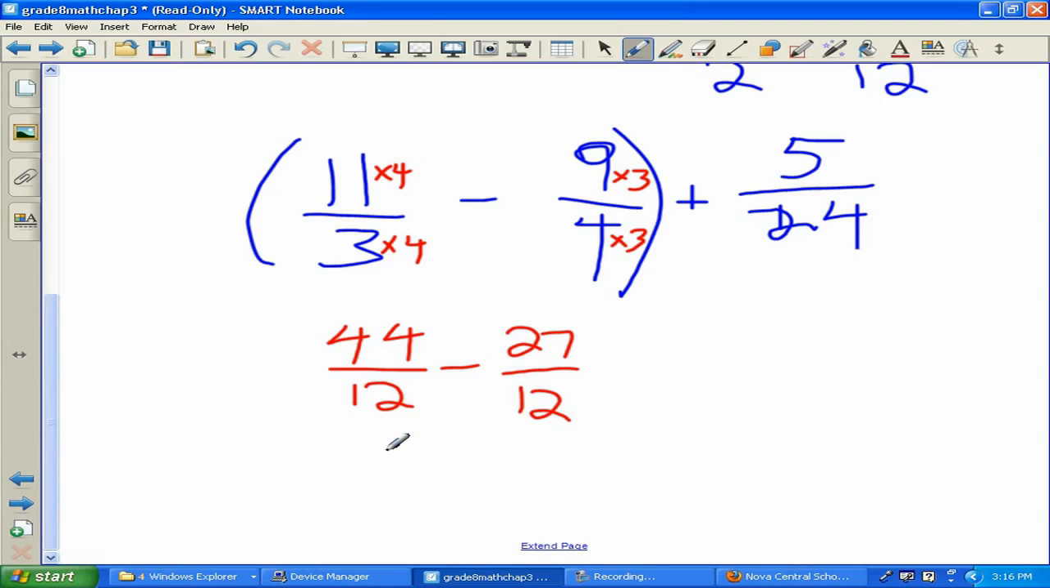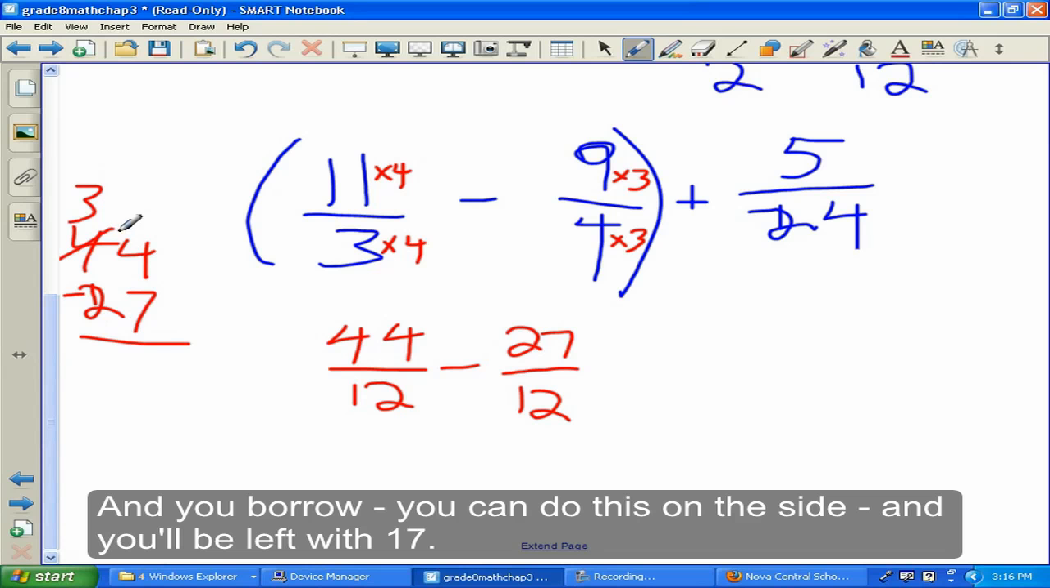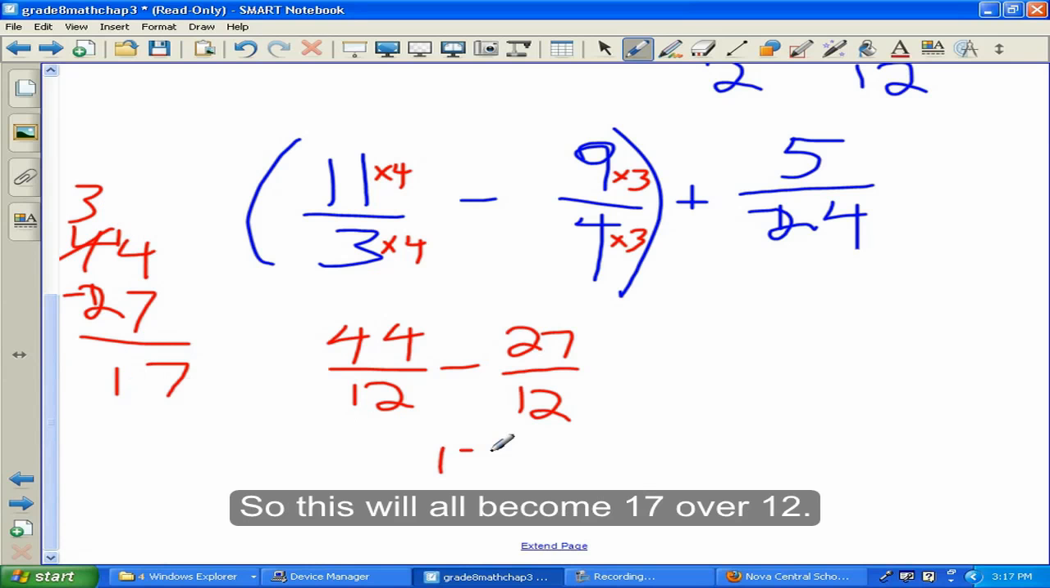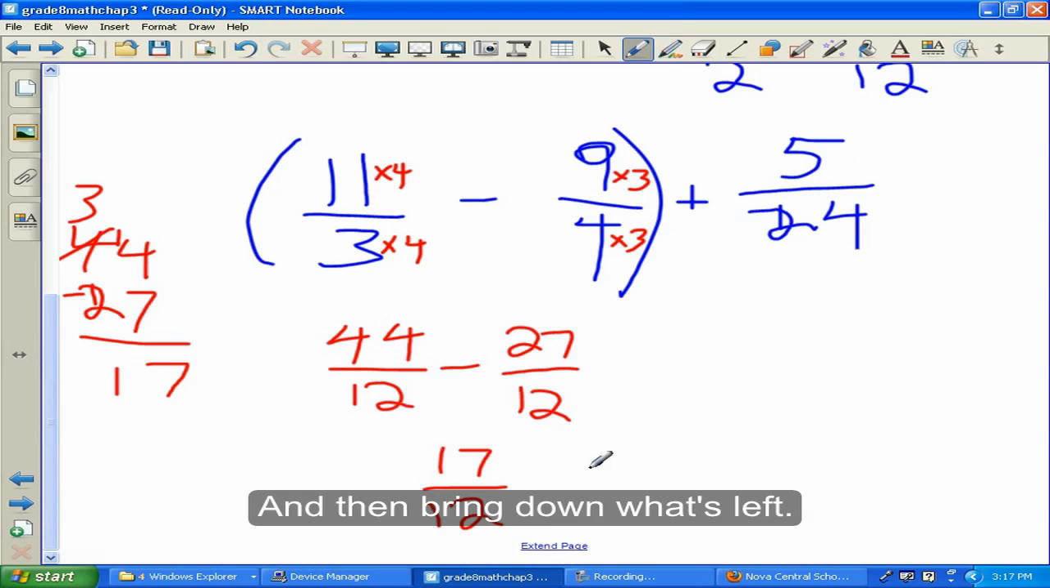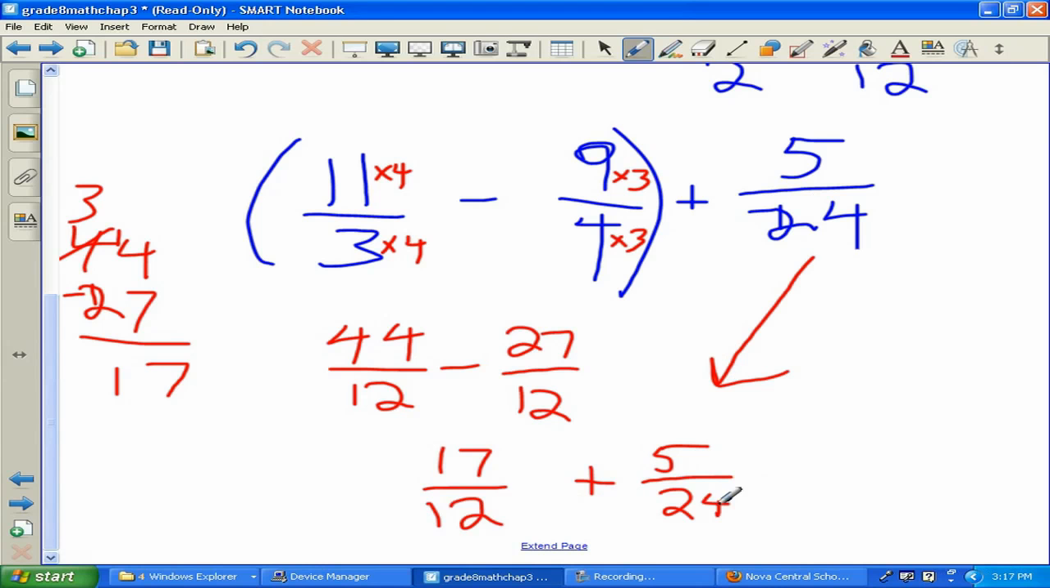44 subtract 27, and you borrow, and you can do this on the side, and you'll be left with 17. So this will all become 17 over 12. And then bring down what's left. So we're going to add that to 5 over 24, because that's what we had right there.